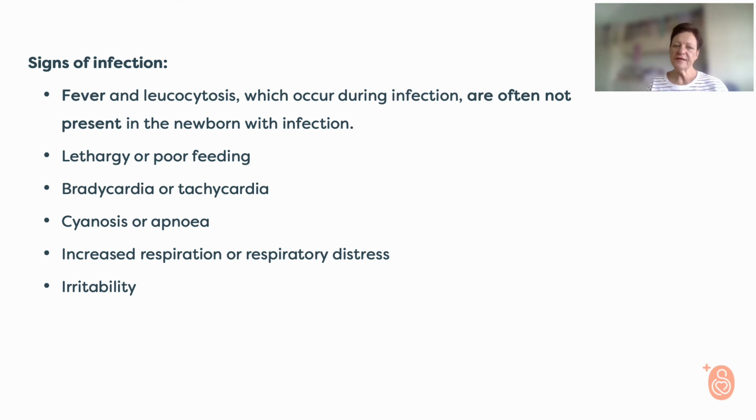Lethargy or poor feeding is usually one of the two early signs of infection. Bradycardia or tachycardia, cyanosis or apnea, because we have said that in the case of infection the baby also needs a lot of oxygen. Increased respiration or respiratory distress, and irritability. When these signs are present, one needs to explore further to see whether the baby is not in fact infected.